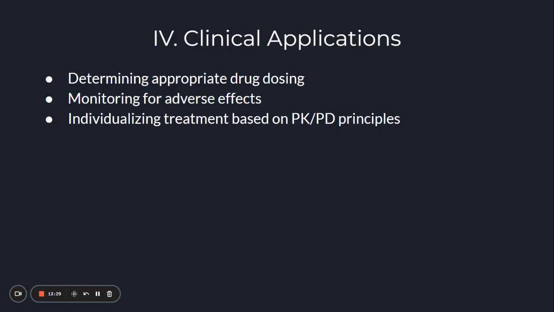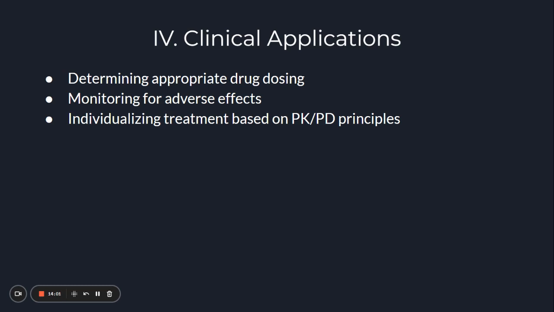As paramedics, it's important to understand how to apply the principles of PK and PD to the real world and to patient care. So first, let's talk about determining appropriate dosing. By understanding the pharmacokinetics of a drug, we can predict how the body will handle it and determine the best dose to achieve the desired effect. This includes considering factors such as the patient's age, weight, and any underlying medical conditions that may affect the absorption, distribution, metabolism, and excretion of the drug.